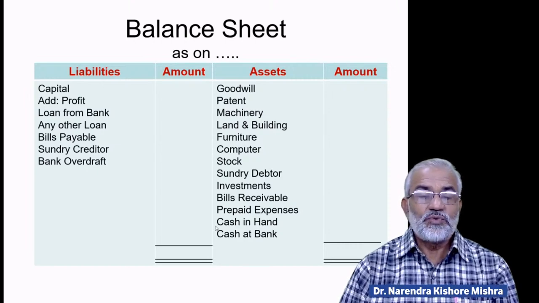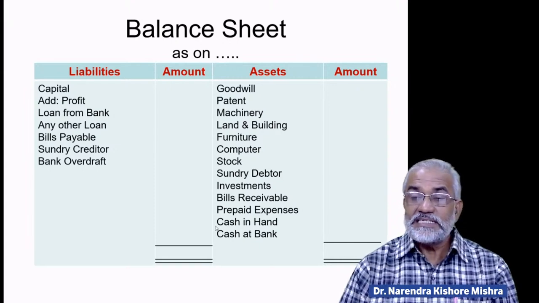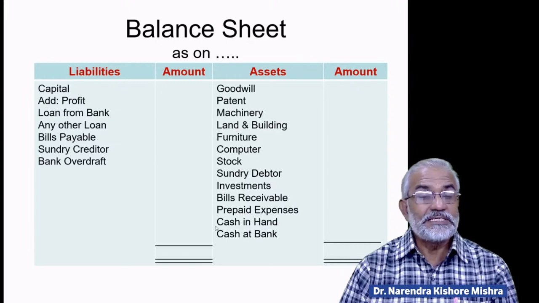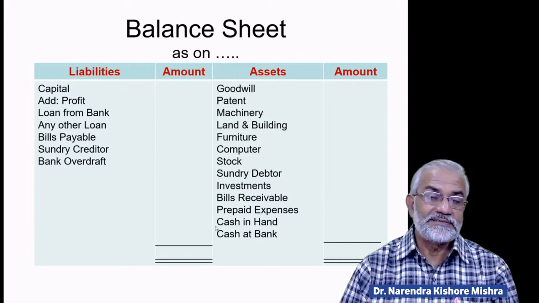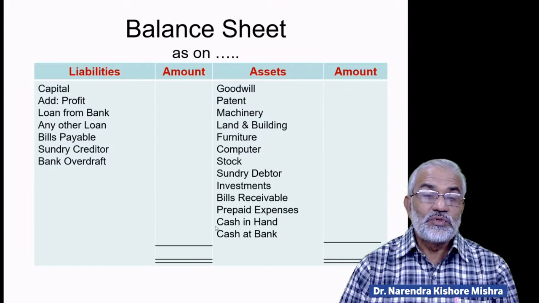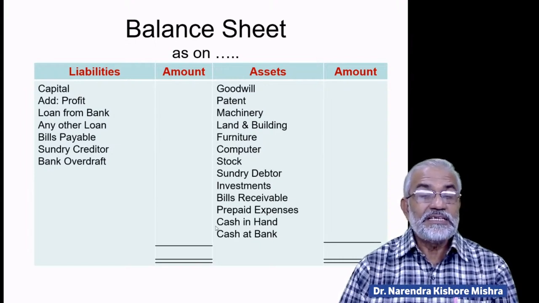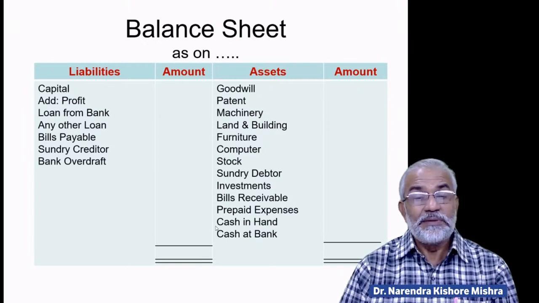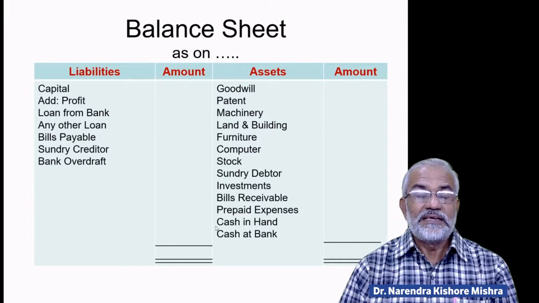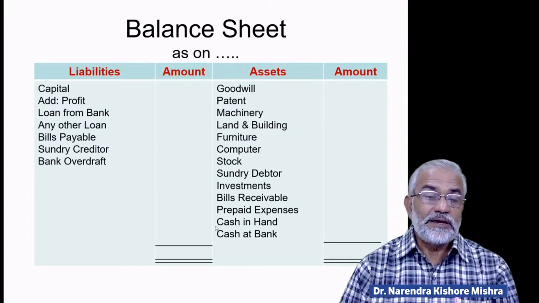Then the next one is sundry creditors. Sundry creditors means what? When the goods are purchased in credit, from whom it is purchased, he is a creditor. From whom the goods are purchased in credit, that party or that person is a creditor. And that party or that person will remain as a creditor till his payment is being completely made by the organization.